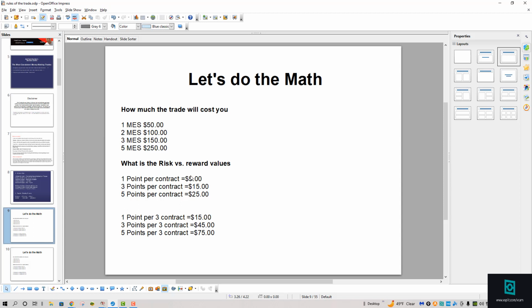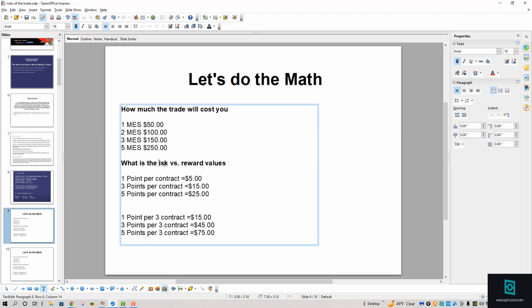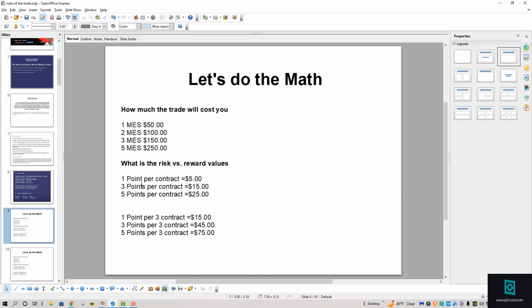And the risk versus reward values, I should actually get rid of that. I'll put some of these things together for tomorrow. But 1 point per contract on the micro contracts is $5, versus on the ES it's $50. All right. So if you had 3 points, you would get $15. 5 points per contract would be $25. Now, 5 points is not that hard in this environment.